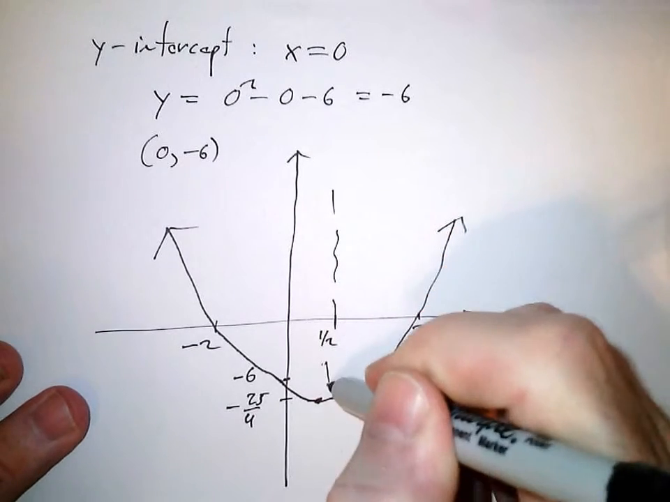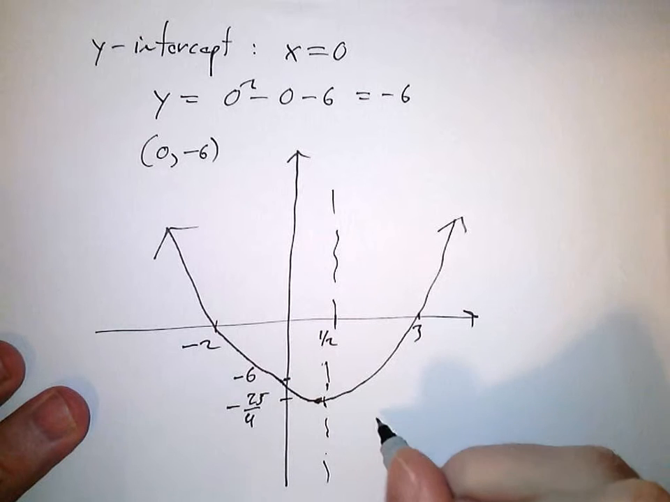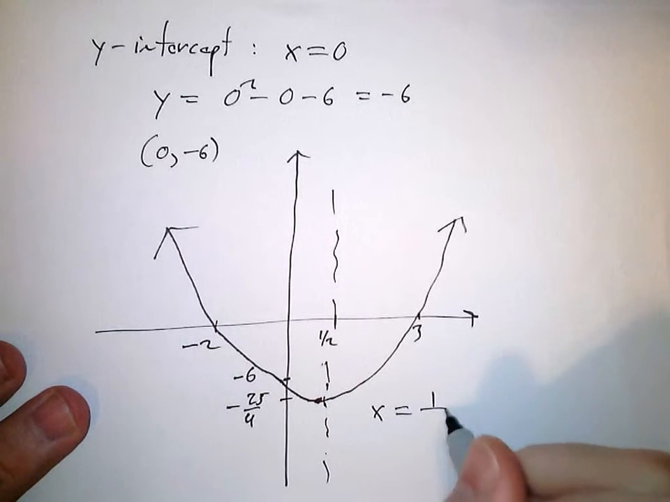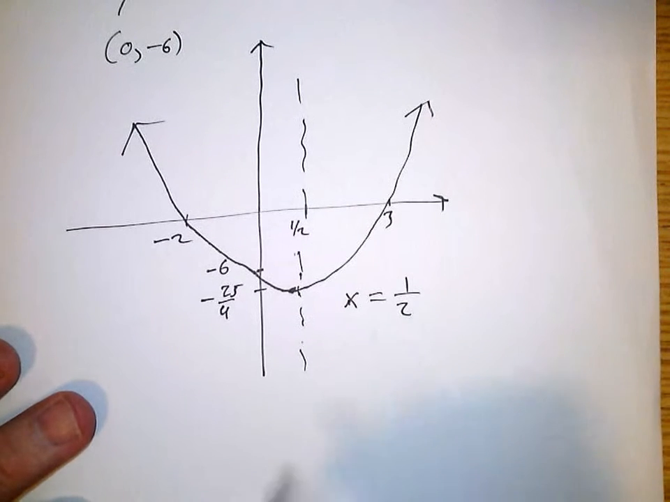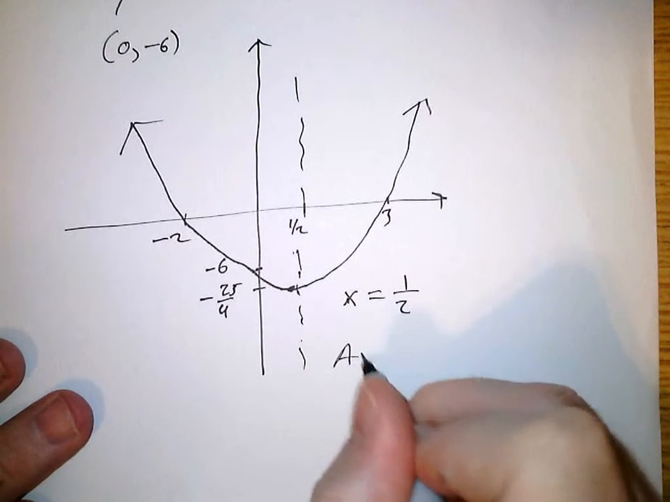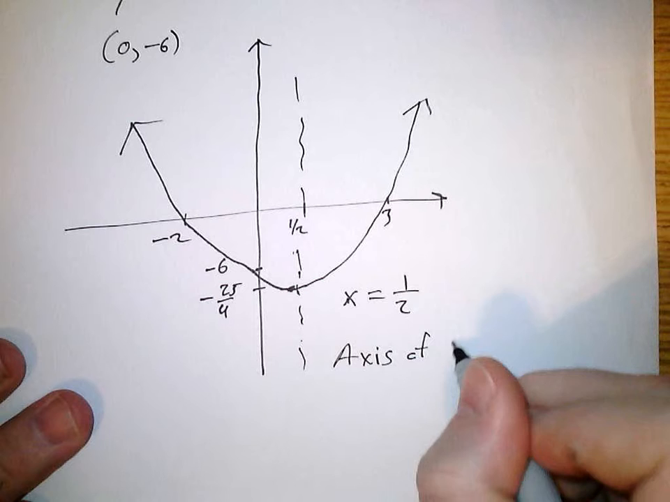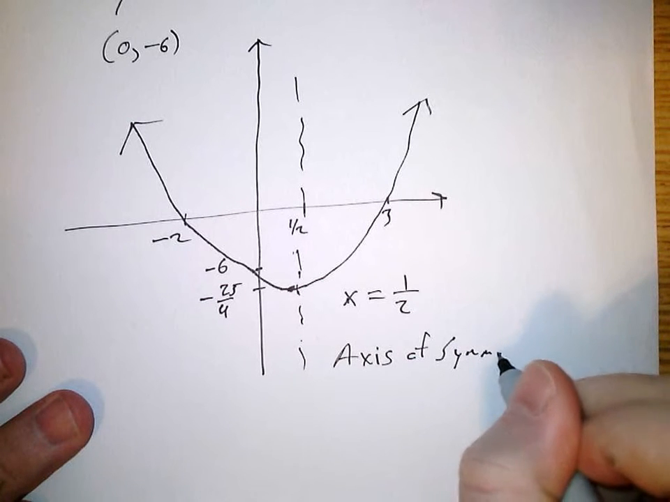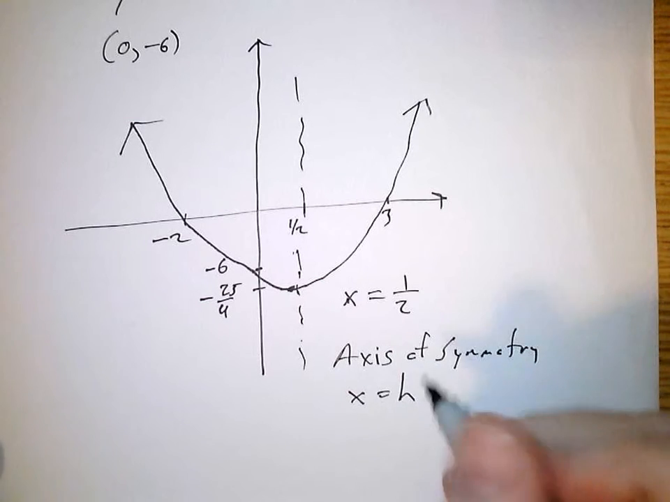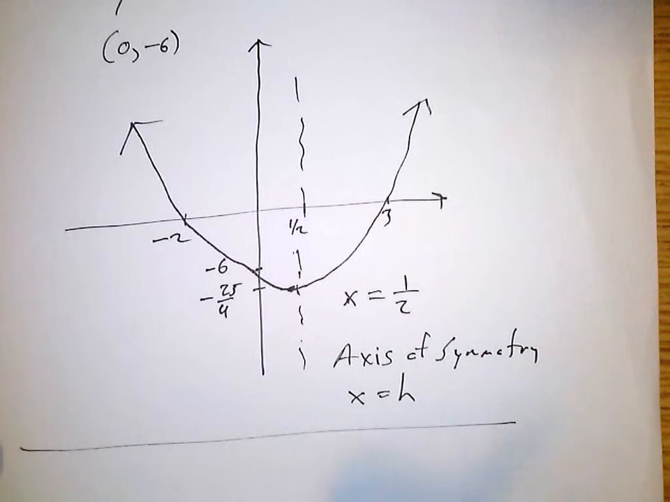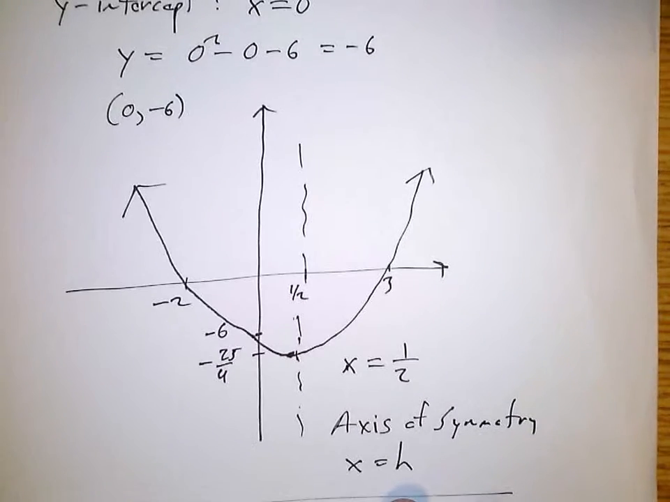And then my axis of symmetry here is x equals 1 half. That's going to be true in general. Your axis of symmetry is going to be x equals h. It's a vertical line.